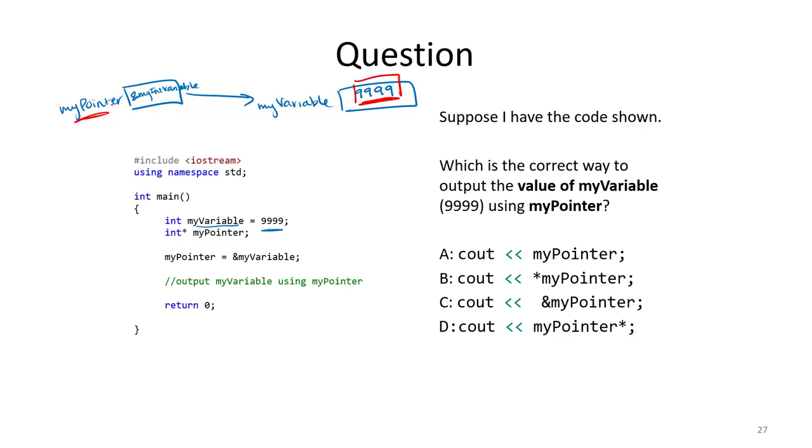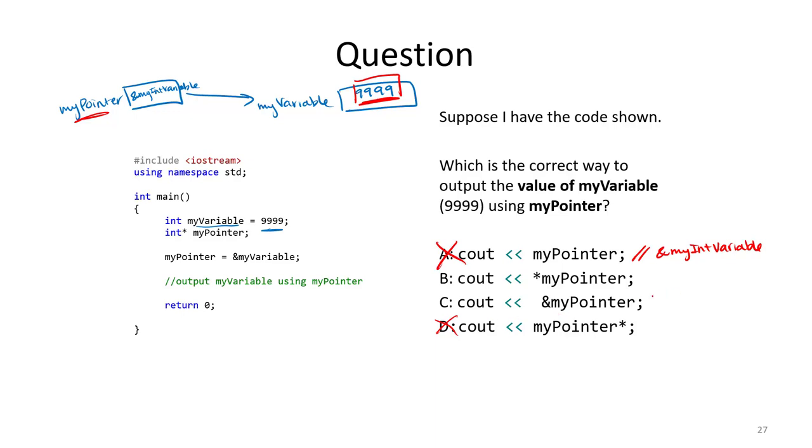All right, what did everyone get? Well, choice D is flat out wrong syntax. Choice A, cout my pointer, will actually output my int variable's value, because that's the value stored in my pointer. So choice A is not quite correct.